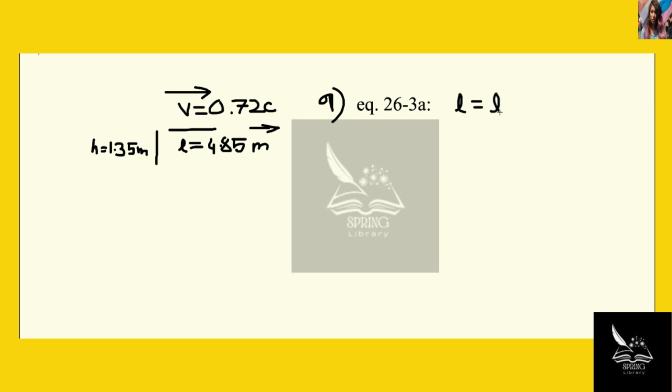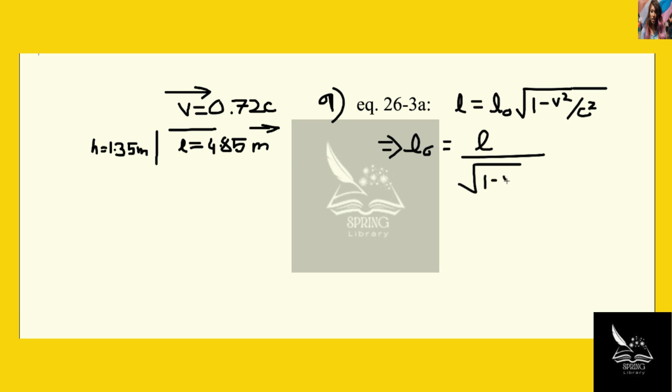Okay, so we start off by using equation 26-3a, which is the length contraction formula, and it's given by L, the measured length, equals L naught, which is the proper length, the rest length, times the square root of 1 minus v squared over c squared. And so L naught is what you want here. L naught is just L over this square root of 1 minus v squared over c squared stuff. So that's L naught, and we have that L is 4.85.